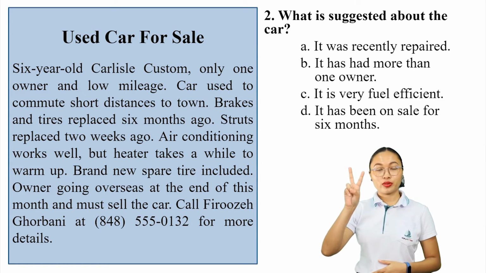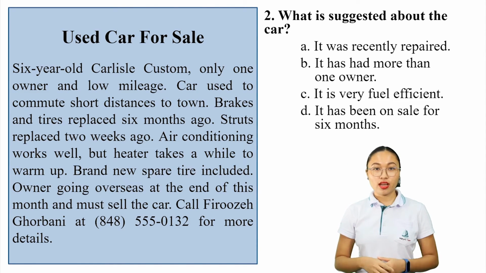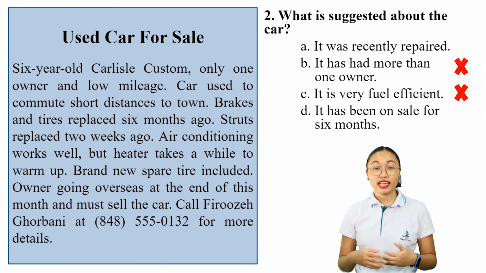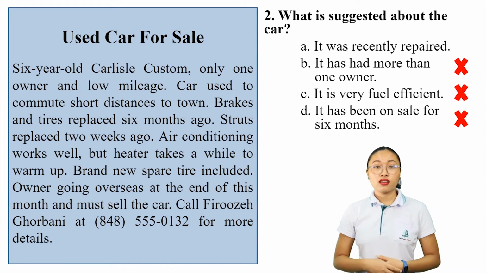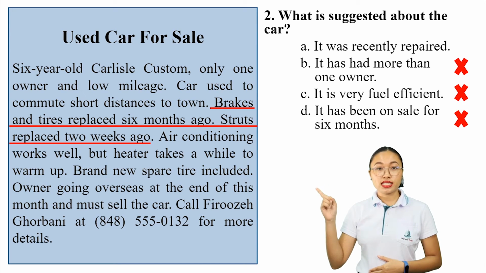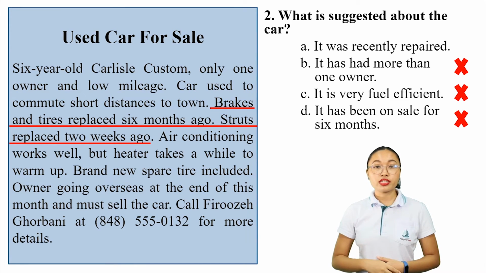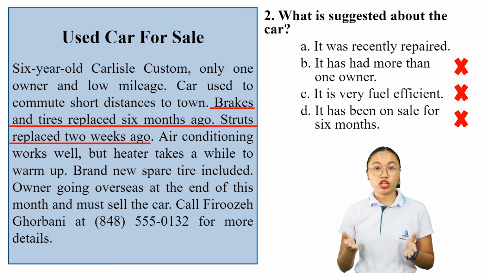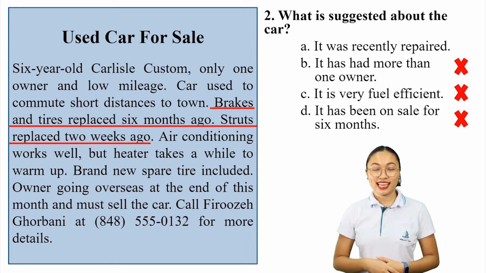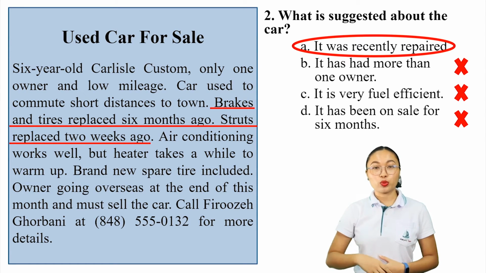Question number 2. What is suggested about the car? It doesn't say that the car had more than one owner, nor whether it is very fuel efficient. Lastly, it doesn't say that it has been on sale. On the third and fourth sentences of the passage, there are time spans given, which are 6 months and 2 weeks ago. The only information found in the passage is letter A. It was recently repaired.